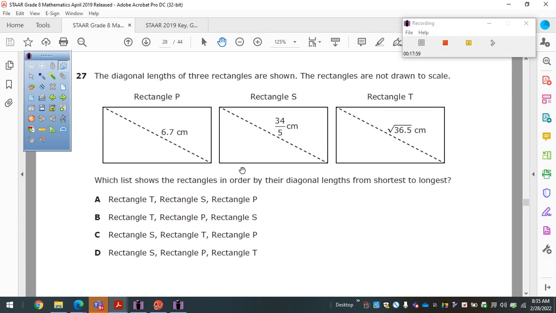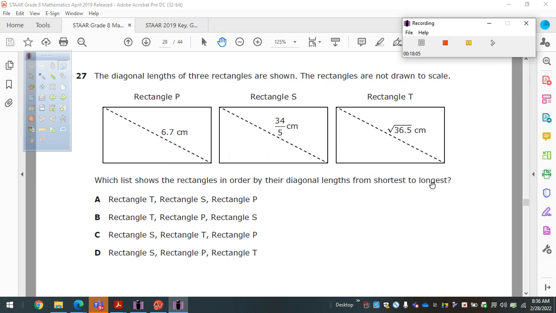Okay, honestly, what should y'all automatically be thinking here? Anybody know what to think here? Let's look at this one. So the diagonal lengths of 3 rectangles are shown. So the diagonal is this length here. Okay, the corner to corner. Oh yeah, this is actually a joke because it says, hey, put them in order from shortest to longest.